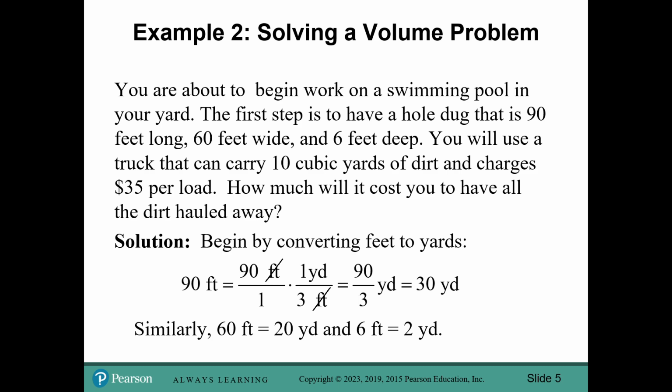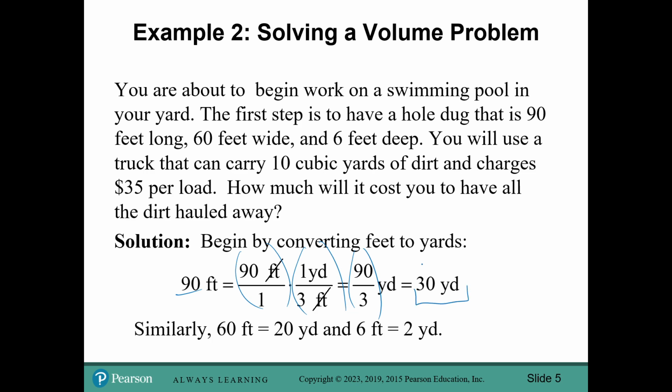The first thing we've got to do is convert feet to yards. So let's convert this 90 foot by 60 foot by 6 feet deep hole into yards instead of feet. That way we stay consistent with our units here. I'm converting 90 feet to yards. There's 3 feet in a yard. That's why when we take our basic unit here, 90 feet over 1, we multiply by our conversion unit of 1 yard divided by 3 feet, just like we did previously this semester.